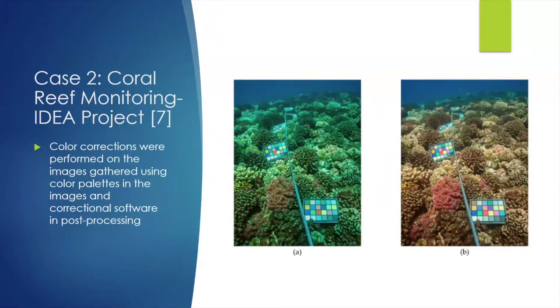The image over here shows how the image distortion, the color distortions mentioned earlier, affect the data gathered. So color palettes are placed throughout the network. So when images are captured, color corrections can be made using post-processing software.